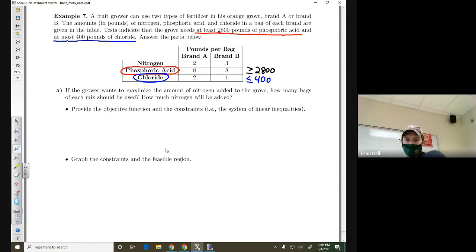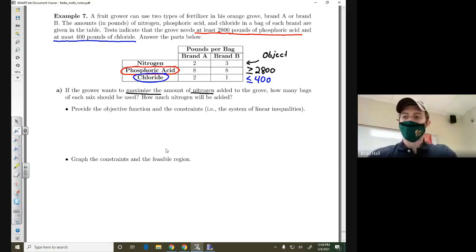So why did we skip the first row? I don't see anything for nitrogen. Let's just skip it for now. So that's everything I got from the paragraph above. Now, when I start reading part A, if the grower wants to maximize the amount of nitrogen, aha, there we go. Maximize nitrogen. Nitrogen immediately becomes the objective function. That's why.